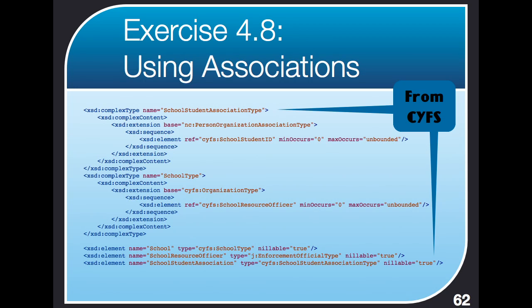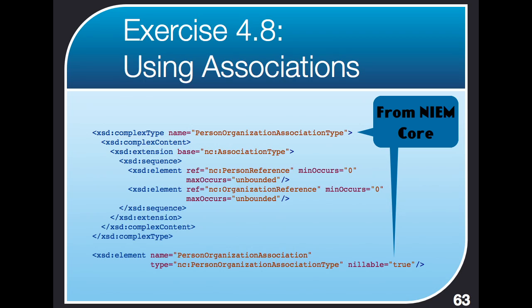We don't need to look up the details of it now. And then finally, the school student association element of the association type that we just defined. So the only thing missing is, what is this based on out of NIEM? Let's look at that. Here's the section out of the NIEM. Here is the person organization association type.